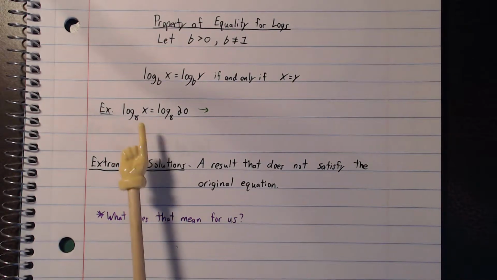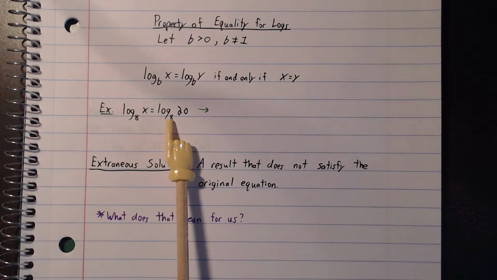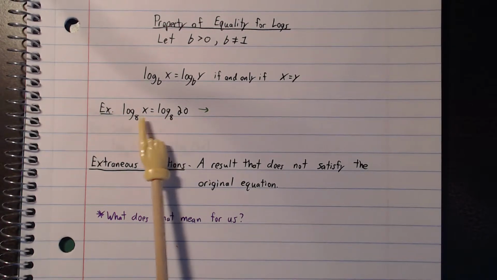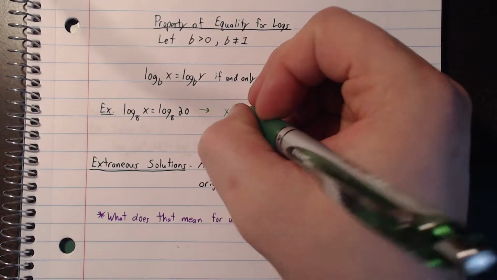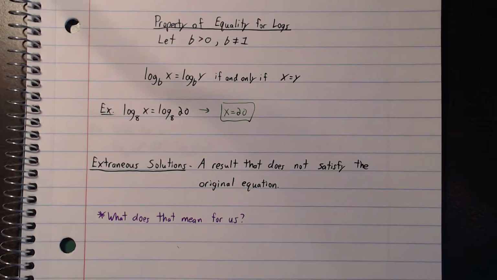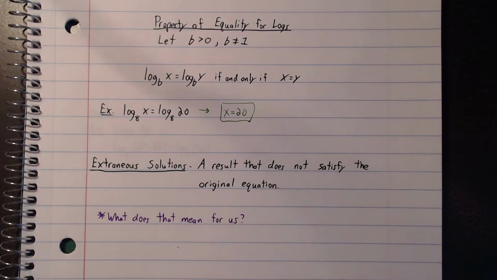What that looks like here: we notice we have log base 8 of x and log base 8 of 20. That must mean then that x equals 20. Okay, that's how the property works. We're going to make it a little bit more interesting with some more sophisticated problems.